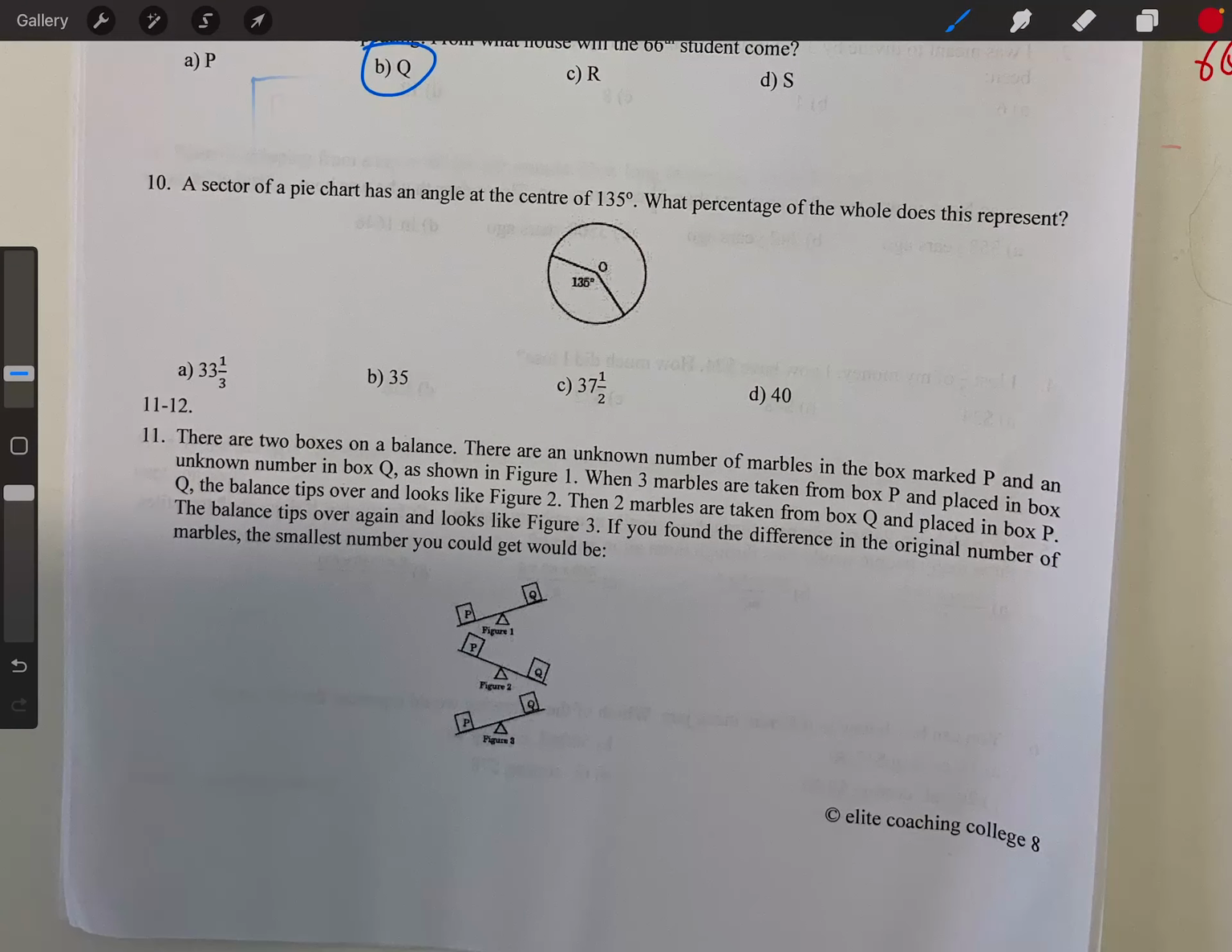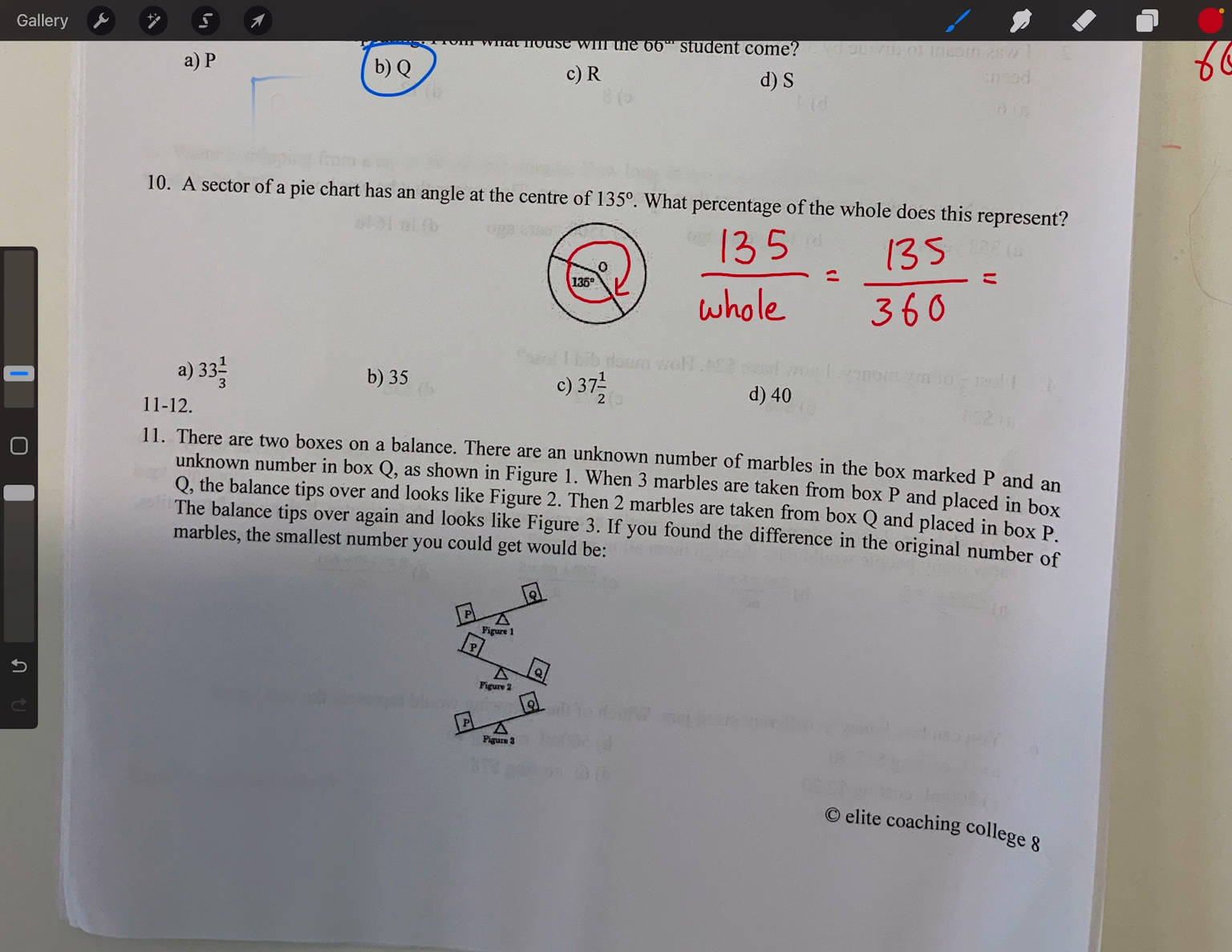Okay, it says a sector of a pie chart has an angle at the center of 135 degrees. What percentage of the whole does this represent? So this is 135. Now what percentage of the whole thing does it represent? You're comparing 135 to the whole amount, all the angles in the circle. How many degrees are there in a circle? That means it's comparing 135 to 360.